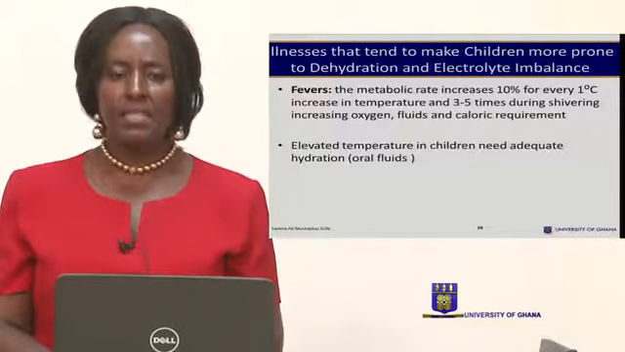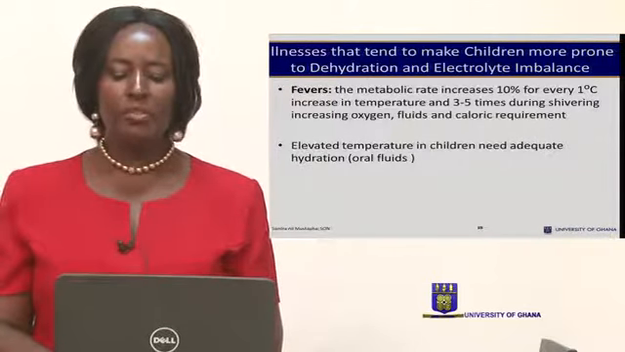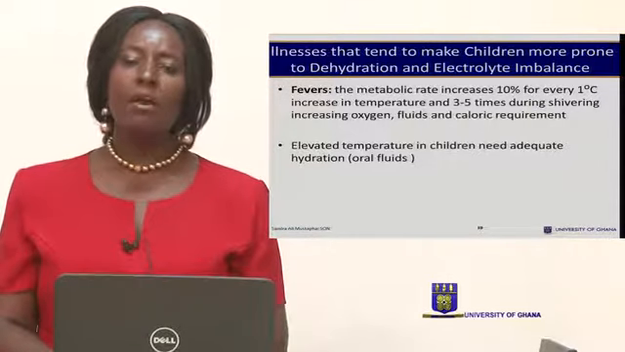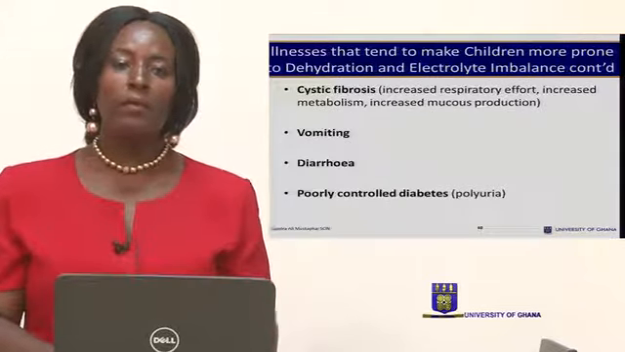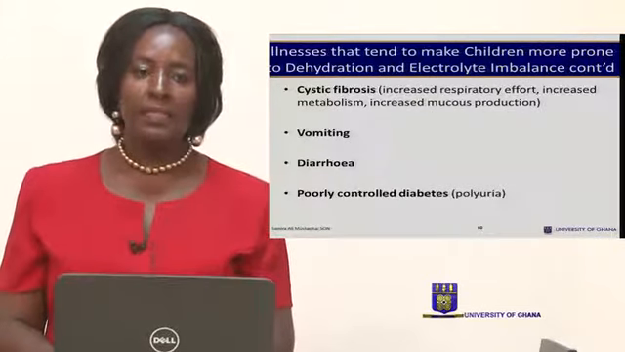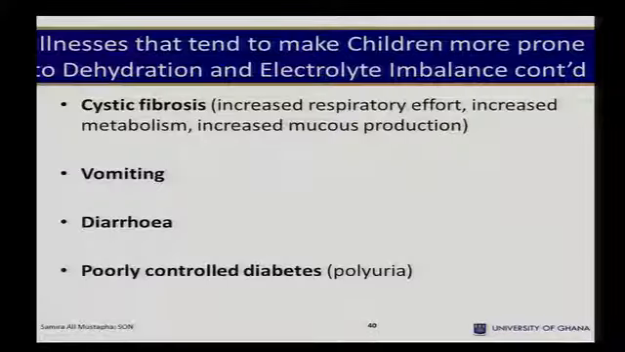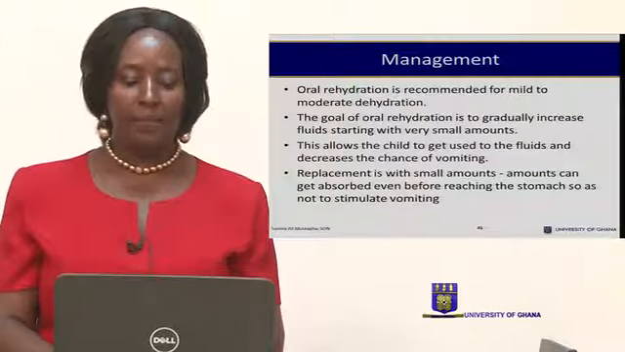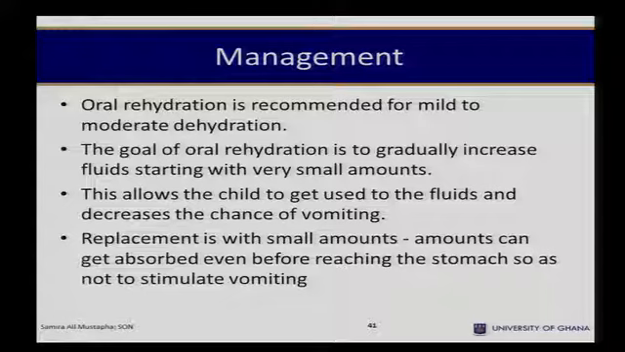So we have to put in measures to control some of these things. And then elevated temperature in children also needs oral fluids to rehydrate them and prevent dehydration and electrolyte imbalance. Other illnesses that predispose them are cystic fibrosis, diarrhea, and poorly controlled diabetes that results in polyuria. Now we want to look at the management. Oral rehydration is recommended for mild to moderate dehydration.